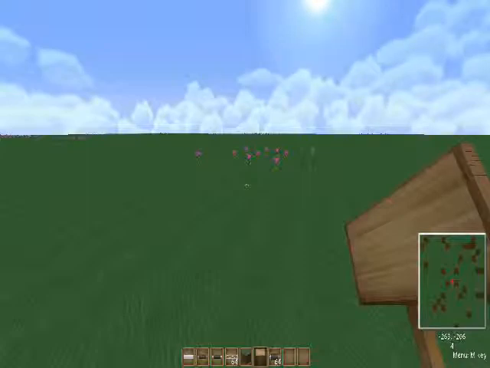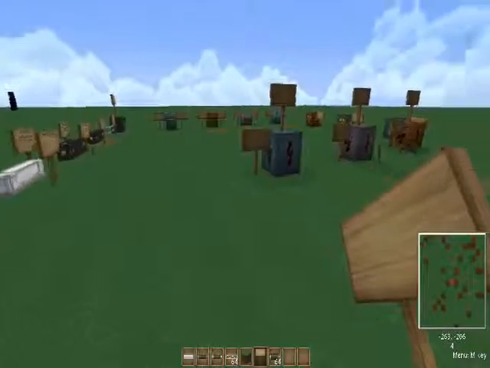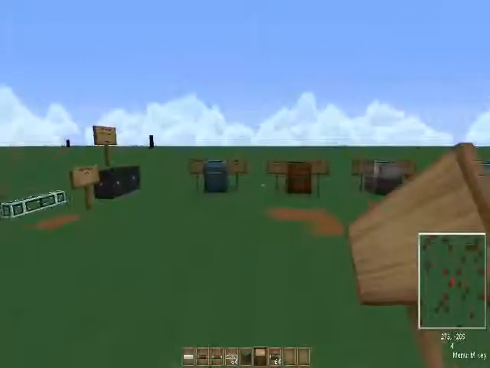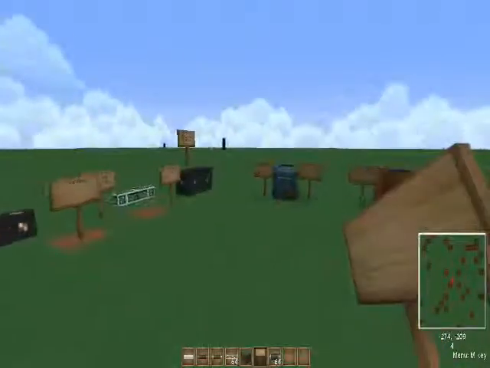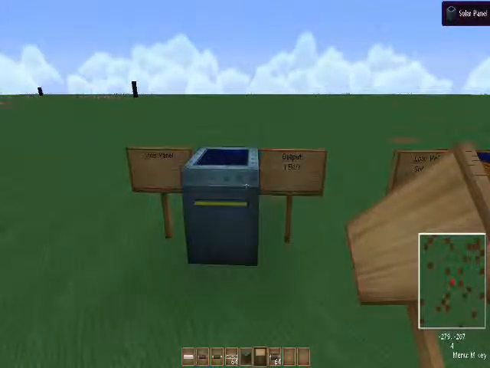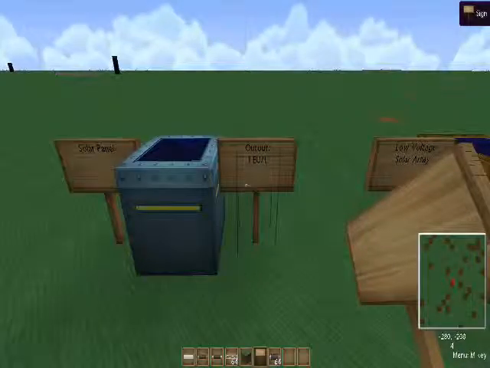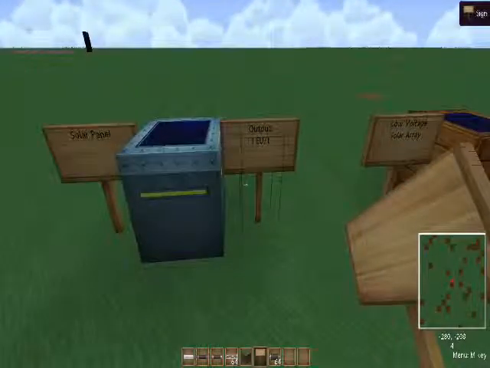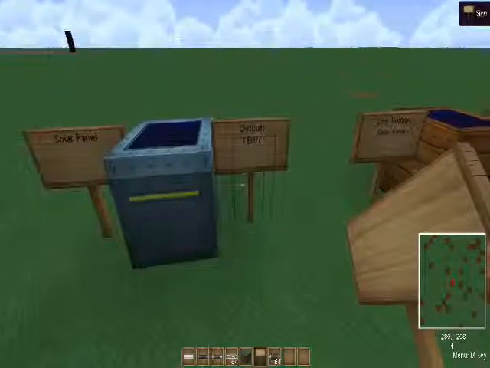Today we are going to do some learning about solar production of the EU, also known as the energy unit. Here we got all the important stuff for the energy unit, for the solar production. We'll start right here. Over here we have the solar panel. Its output is 1 EU per tick. It is the lowest of all the solar energy production.